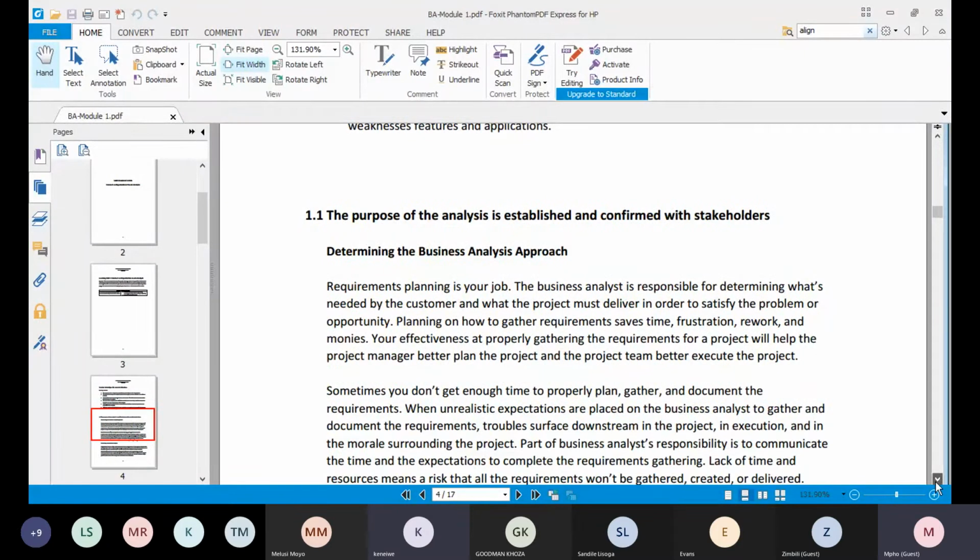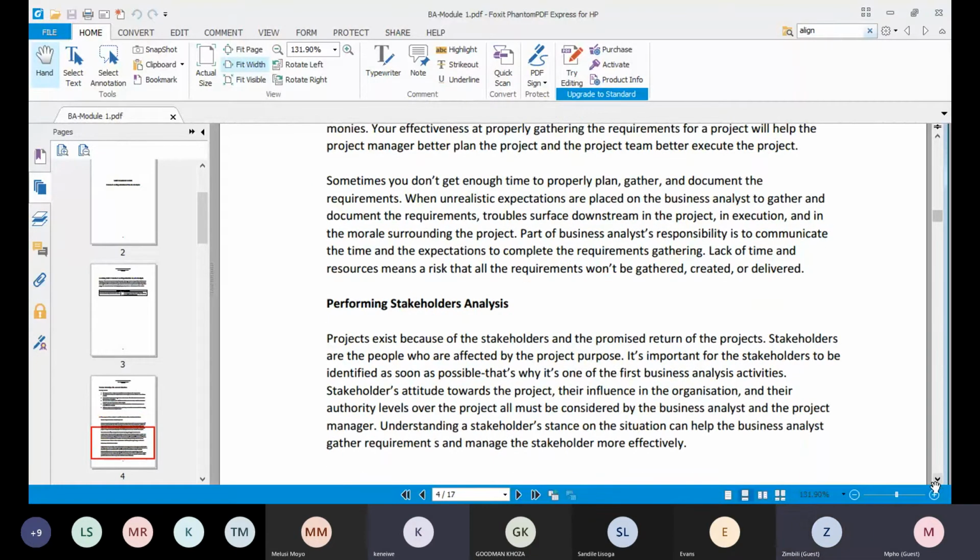So first topic, determining the business analysis approach. The business analysis approach refers to the methods that you are going to use in approaching your project, such as agile, prototype, and waterfall models. It also involves the techniques used to elicit requirements, such as interviews, observation, and so forth.